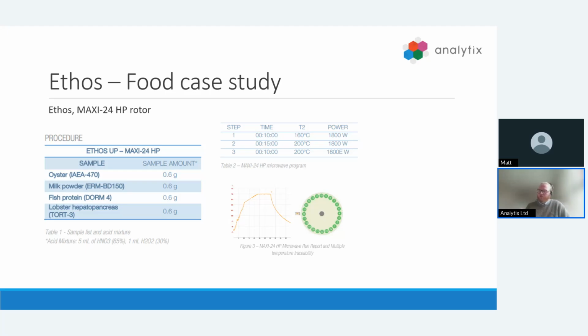You can see the microwave heating program reported in Table 2 here, where we have a 10-minute ramp to 160, a 15-minute ramp up to 200, and then a 10-minute hold, sorry, at 200. And you can see here on this graph a nice visualization of that heating program that would be trackable during the digestion process, with your time in minutes on the bottom and temperature in degrees up the side. We have our 10-minute ramp to 160, our 15-minute ramp up to 200, and then our 10-minute hold.